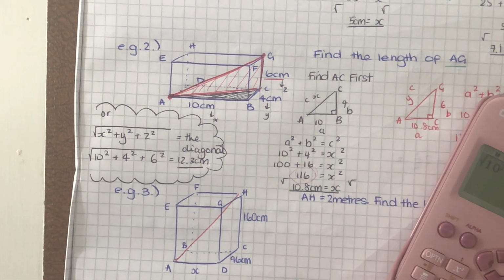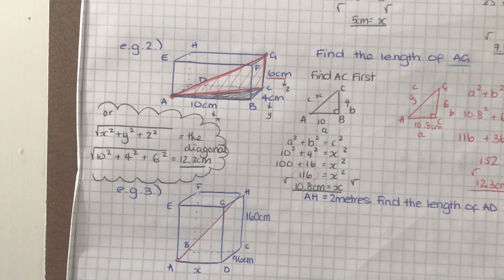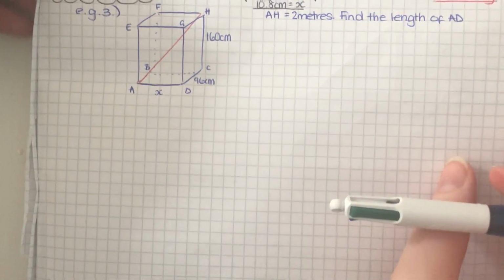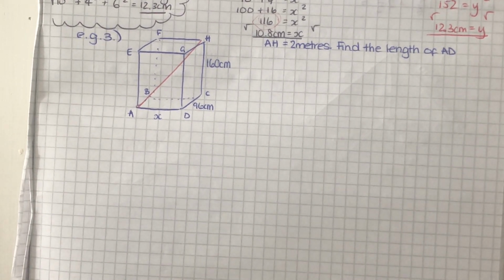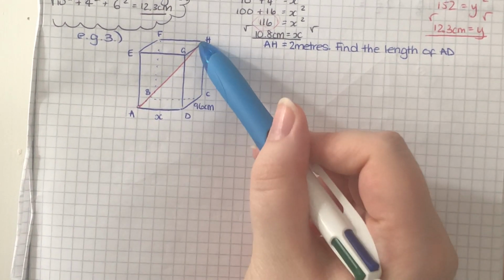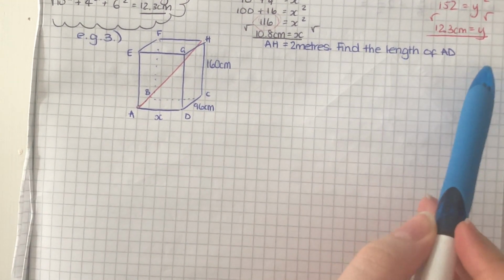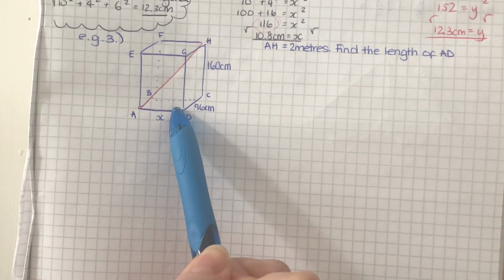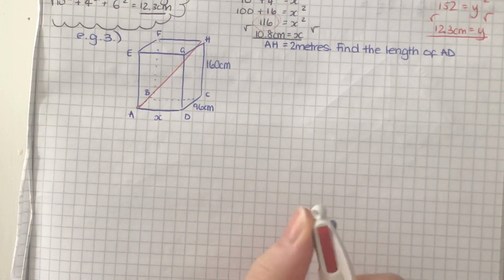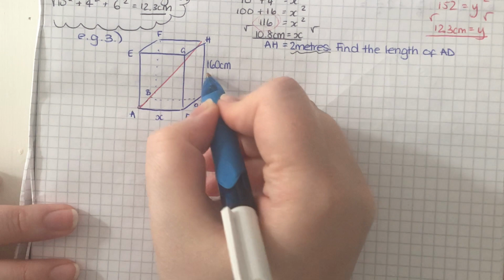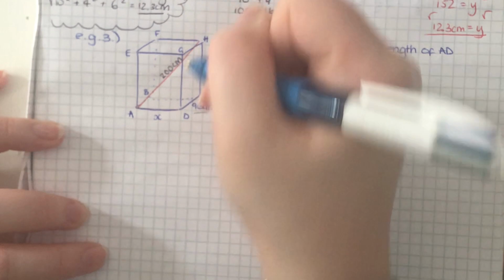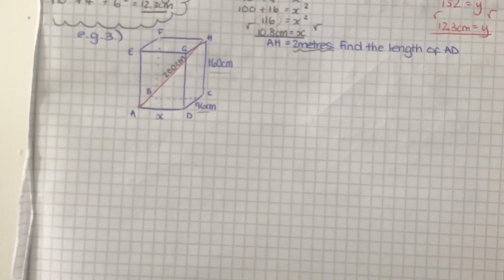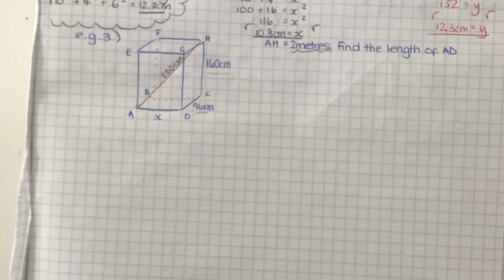Okay, but again, it only works on the basic ones. It won't work for what we're doing next. Okay, EG3. Now this is the harder ones that you can get. So this time we're told that AH, so the red line, is 2 meters. We need to find the length AD. Now, first thing, they all need to be in the same measurements. 2 meters is different to all these that are in centimeters. So I'm just going to write on the diagram 2 meters, but in centimeters, so it'd be 200. Okay, so that diagonal is 200.